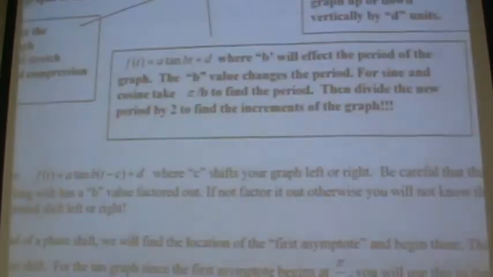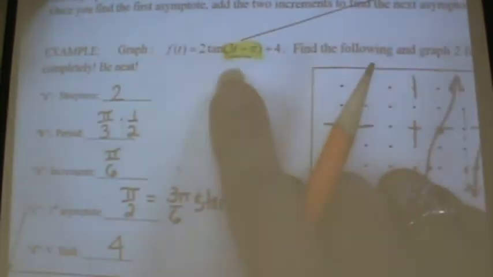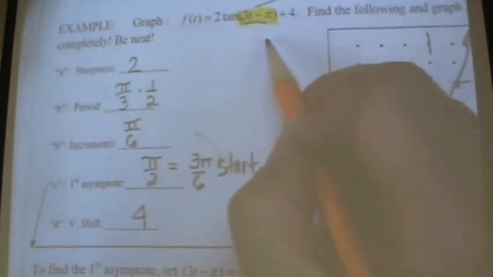How many increments did we have? We had 2 increments. This is one increment, and here's the other increment. 2 increments for tangent and cotangent. But your first asymptote was set equal to pi over 2. So for these ones, instead of doing a phase shift, you're going to look for your first asymptote. All you do, simply, is take this whole piece right here. I put it in yellow for you.